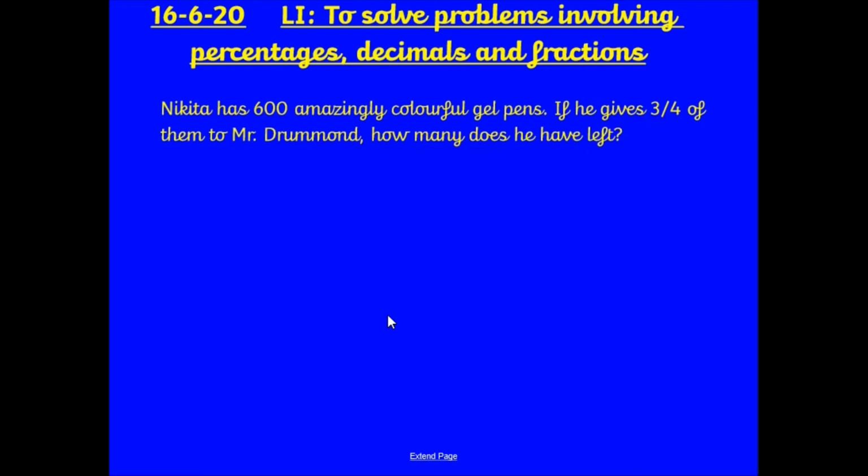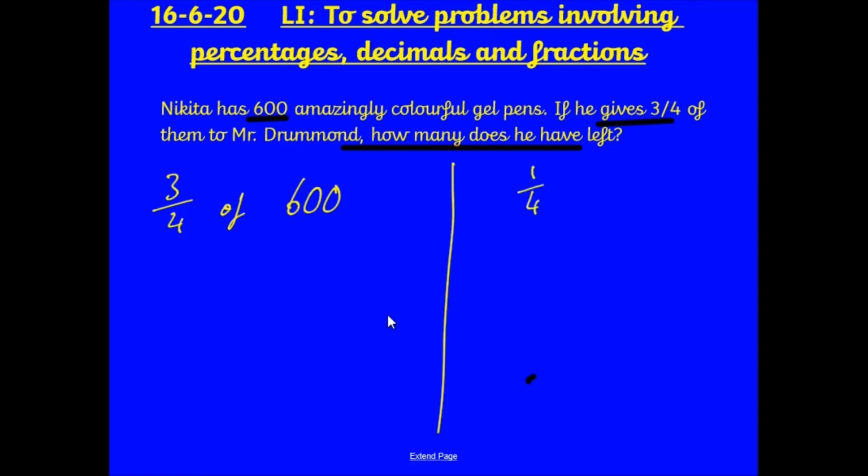But be careful, because this is a similarly based question, but it will give you a different answer. Again, Nikita has 600 amazingly colourful gel pens. If he gives 3/4 of them to Mr. Drummond, how many does he have left? Be careful with your reading of the question. Make sure you fully understood it. This time, I'm not finding out how many I have. I'm going to find out how many Nikita has left. So that is going to be 3/4 of 600, or you could work out 1/4 of 600.